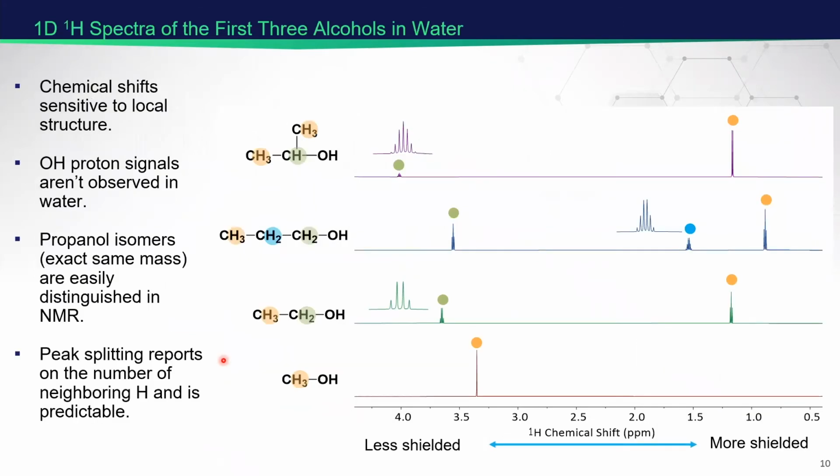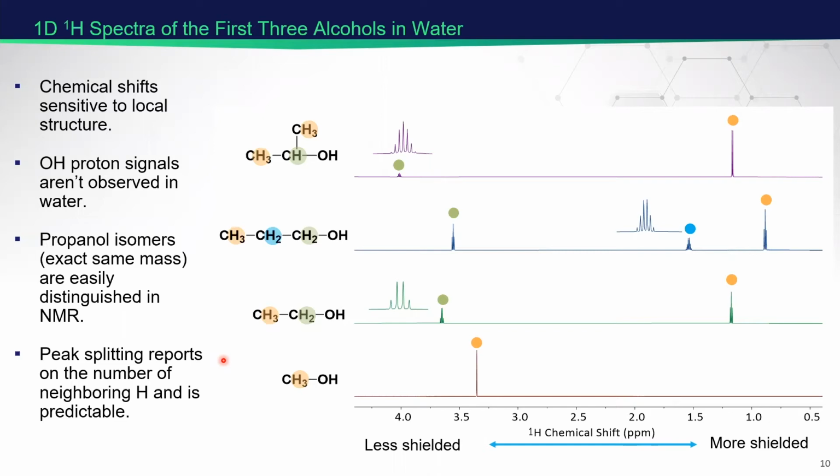To illustrate the sensitivities of these protons to their environment, I thought I would make a simple example with some alcohols, the first three alcohols in solution, and discuss some of what we see in an NMR spectrum. For the simplest one, methanol, we see a single peak corresponding to these methyl protons. It sits a little past 3.3 relative to the reference.